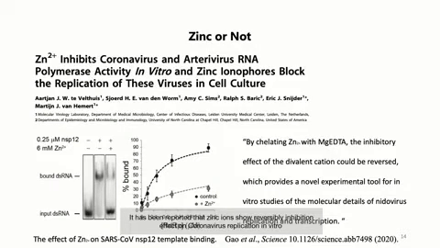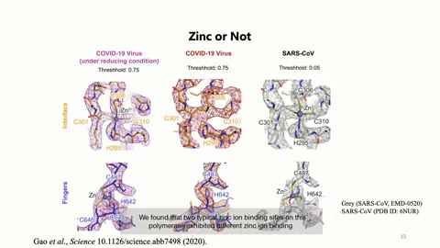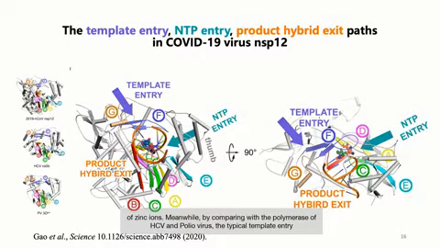What's more, it has been reported that zinc ions show a reversible inhibition effect on coronavirus replication in vitro in cell culture. We found that two typical zinc ion binding sites on this polymerase exhibit different zinc ion binding states under different purification conditions, which may provide a perspective for understanding the inhibitory effect of zinc ions.